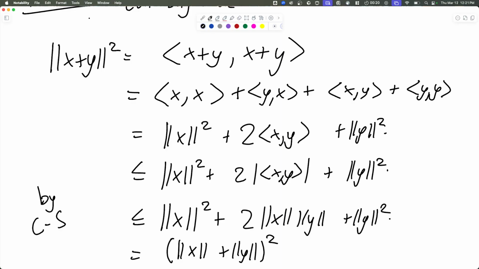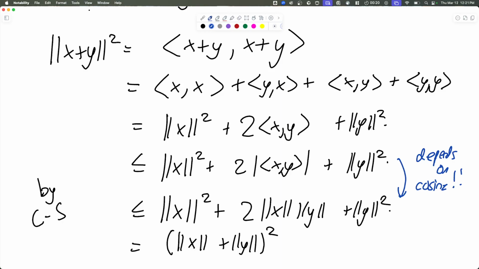So if you want to know exactly how much larger the norm of x plus the norm of y is than the norm of x plus y, all you've got to do is figure out the cosine of the angle. So this depends on the cosine. In practice, you can often figure out how much larger the sum of the norms is versus the norm of the sum by looking at the angles. But in general, it's just true.